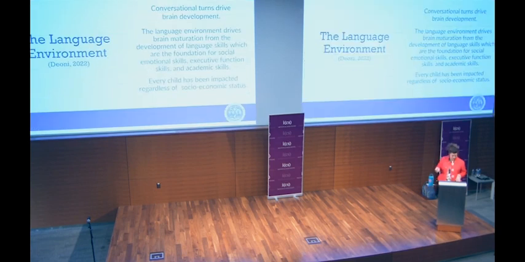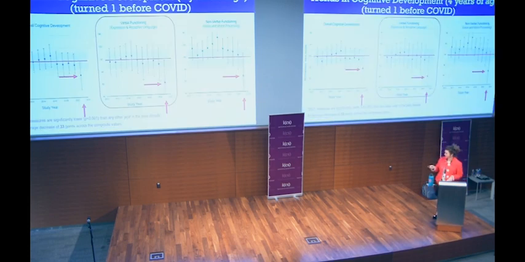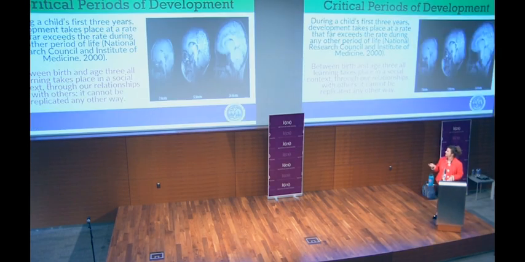So what they found was that the language environment is what drives the brain development, which is the foundation for social emotional skills, executive functioning, and academic skills. And this includes kids who never got sick, and it's across all socioeconomic areas. So again, we're talking about these critical periods of development. The development during the first 3 years. That's when the growth of the brain exceeds the rate of growth during any other period in life.